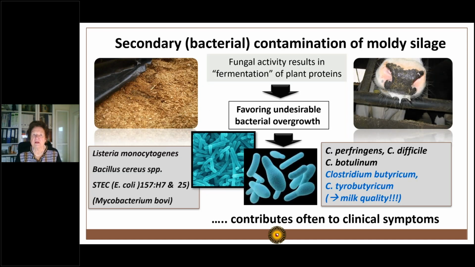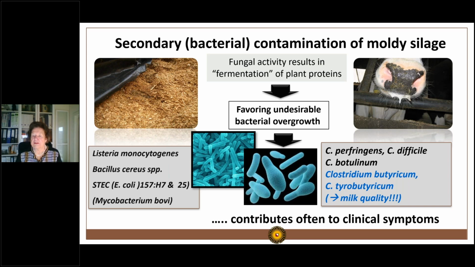What I also have to mention is that fungal activity in silage as a post-harvest stage, but also in straw and other materials, haylage and so on, represents a kind of fermentation process. And this fermentation process makes plant proteins available for contaminating bacteria. Bacteria normally cannot use plant proteins very well, but now they are pre-digested, fermented, and then you see a very easy, undesirable bacterial overgrowth. And this has been demonstrated both for Listeria, but also, and more important, for Clostridium species. And Clostridium species like Clostridium perfringens, Clostridium difficile contribute to the overall clinical signs. Even Clostridium botulinum can be found in some silage bales.